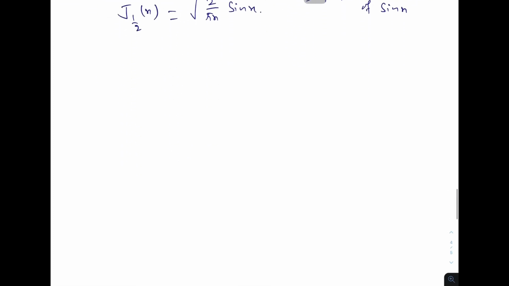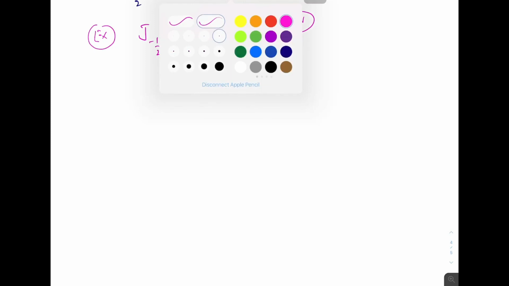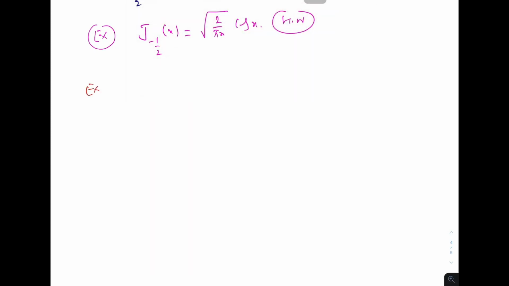Now you can have j minus half x as root 2 over pi x cosine x, so that you can try. Next, find the value of j 3 by 2 x.